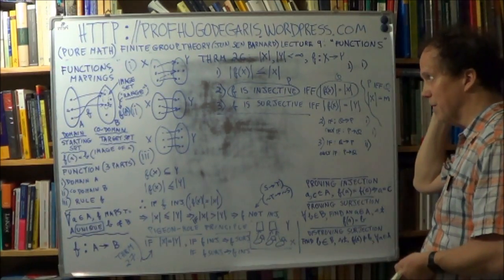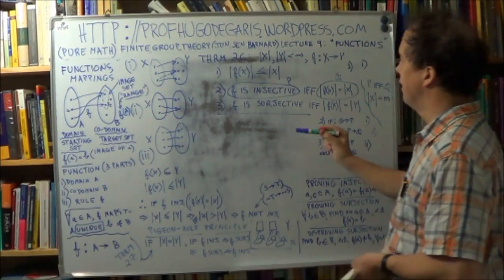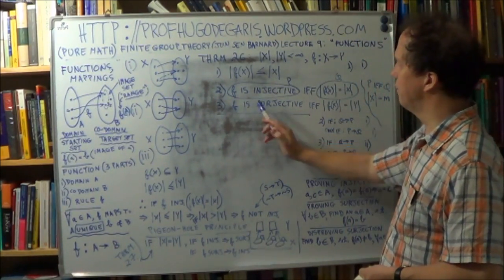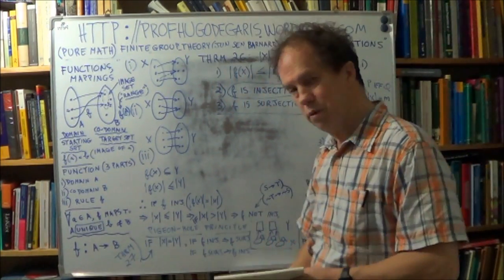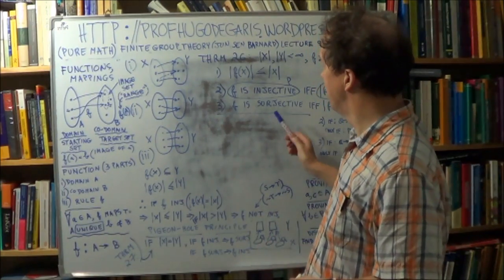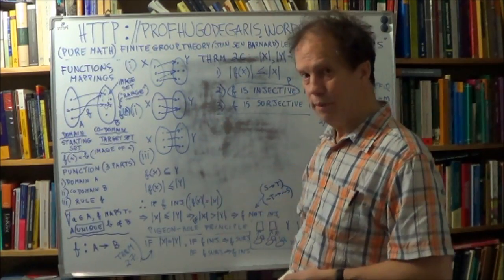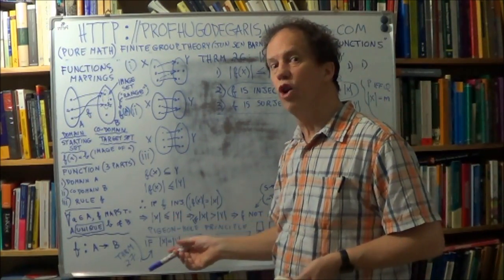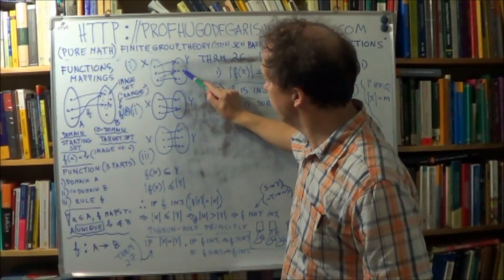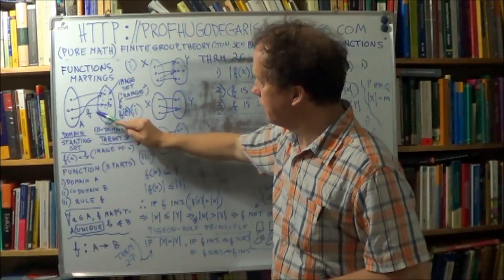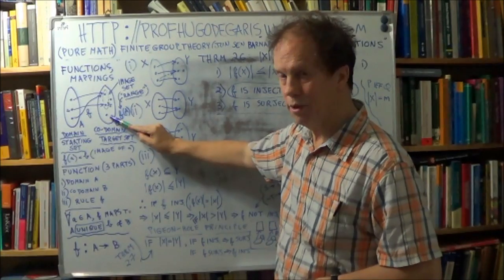Now 3 is similar to 2. Yes, it's very similar reasoning. But instead of injective, we're now told that F is surjective. Now, what does that mean, surjective? A bit of revision here. Surjective means that every element in your target set, your codomain, gets mapped to. There are no loners. Here's a loner here. Here's a loner. So this mapping F here, which creates a loner, doesn't get mapped to.